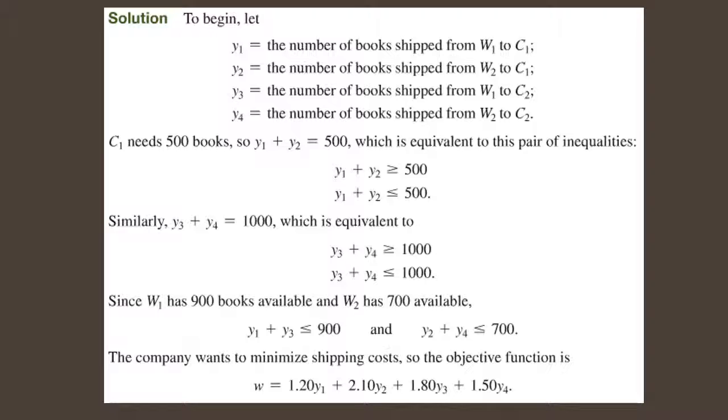We know that Warehouse 1 has 900 books available, so Y1 plus Y3 has to be less than or equal to 900, and Warehouse 2 has 700 available, so Y2 plus Y4 is less than or equal to 700. And what they want to minimize is shipping, so we will multiply the price of shipping for each of those by the different variables, as you see there.